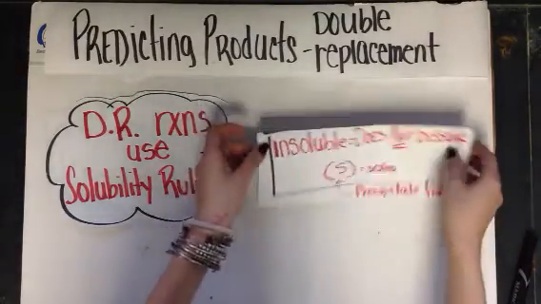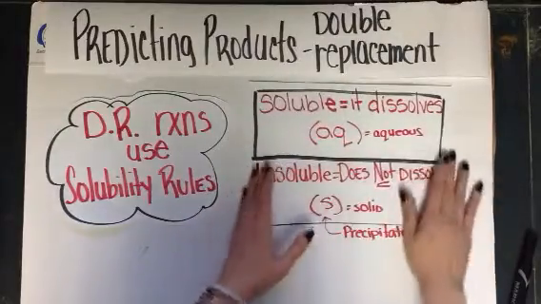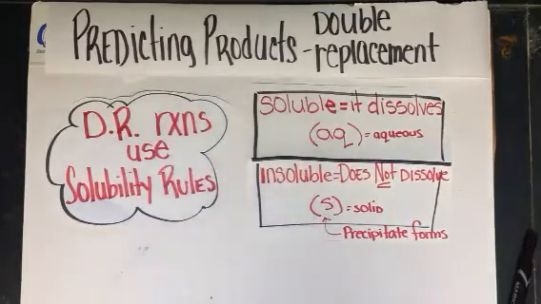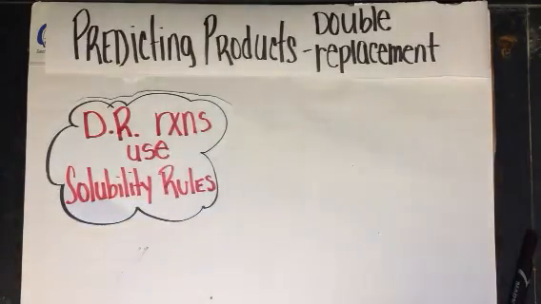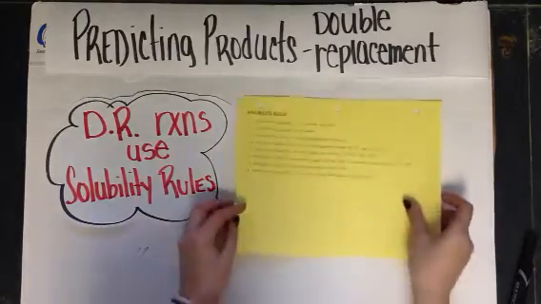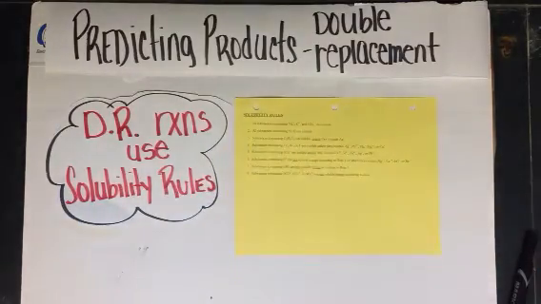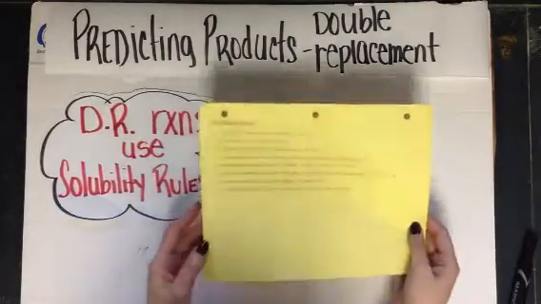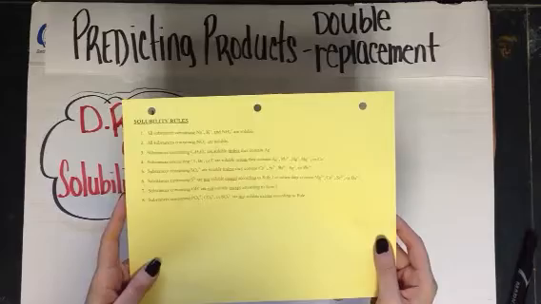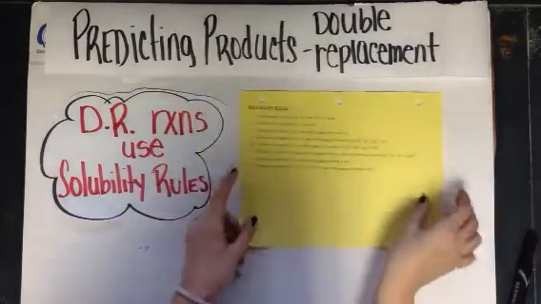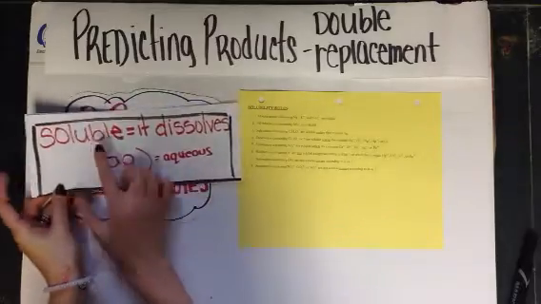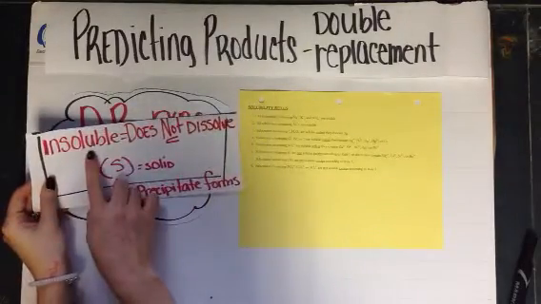Okay, now that we know our two important vocabulary words and the states of matter that go with them, we can now figure out if a double replacement reaction will occur using my solubility rules I got in class. So these rules are used for double replacement reactions. And there are 8 rules seen here which you do not have to memorize. They tell me whether or not compounds are soluble or insoluble.